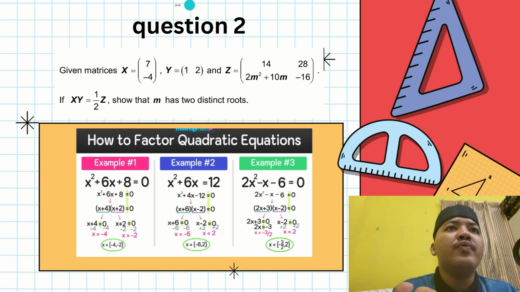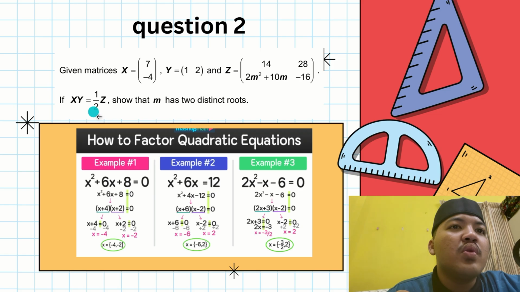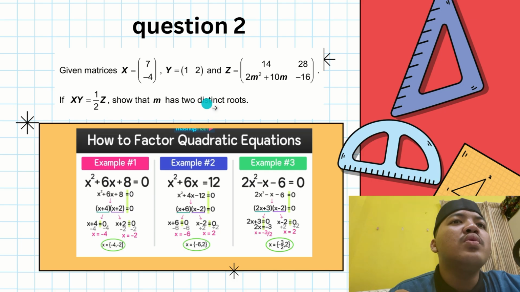So now we move to question 2. The question is: given matrix X equal to 7 and negative 4, and then Y, which has the elements 1 and 2, and then Z equal to the elements 14, 28, 2m square plus 10m, and negative 16. If XY equals 1 over 2 Z, show that m has two distinct roots.